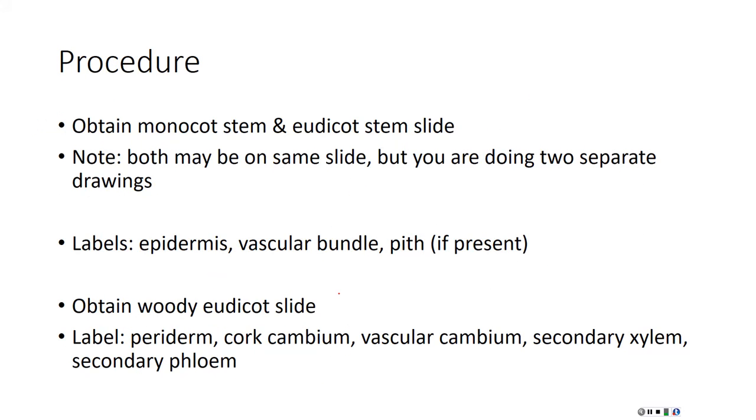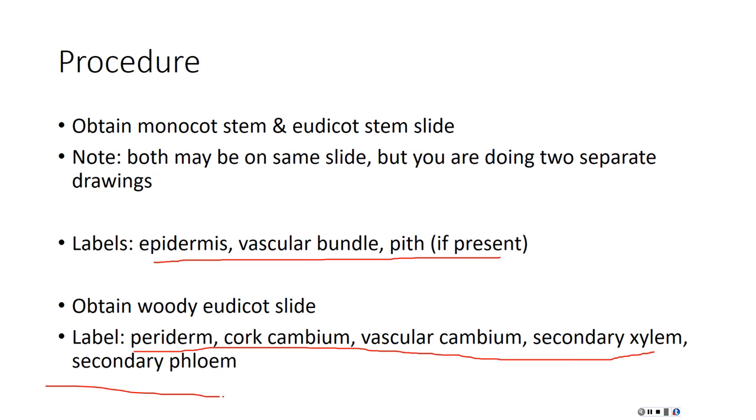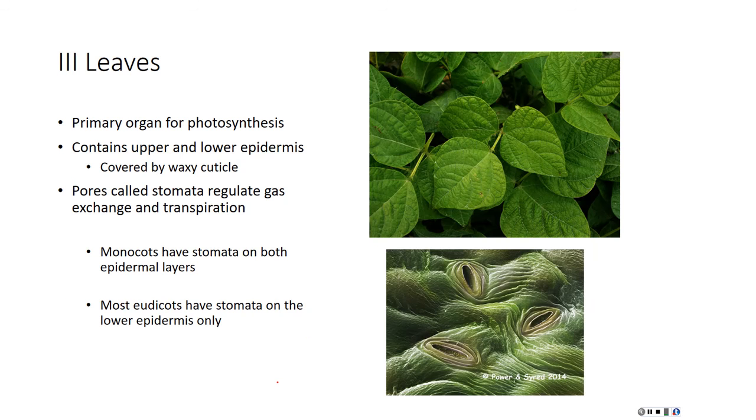Okay, so you're going to look at stem slides. And, of course, you're not looking at slides. You're just going to be looking at the pictures I present. So here are your labels: epidermis, vascular bundle, pith, if present. For the woody slide, periderm, cork cambium, vascular cambium, secondary xylem, secondary phloem.